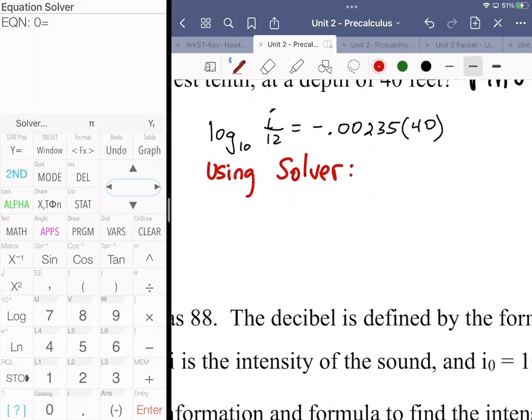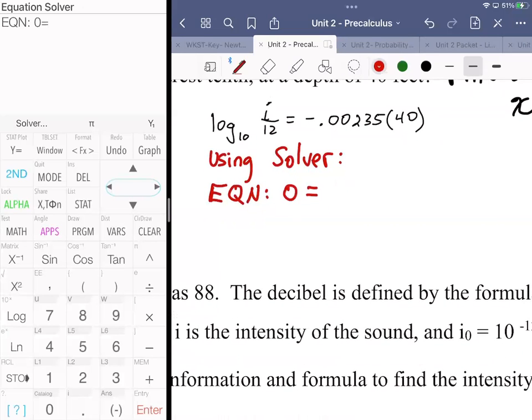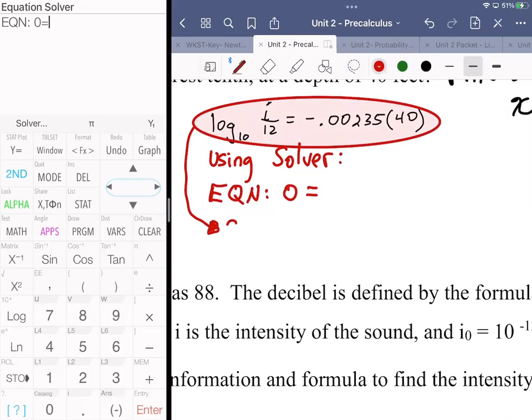So one of the displays for solver is, and there's also a function called log base. I'll show you that in a minute. That allows you to put in whatever base log you want. So what we're going to do is use this setup here. It says EQN, and then it has the 0 built in. All right. So what we do is we take this equation and we solve it so that there's 0 on one side. All right. So get everything over to one side.